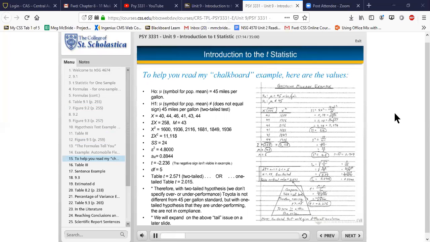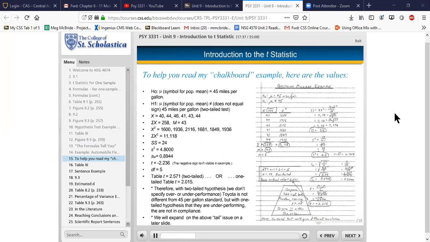I'm going to work through the problem in a way that will be suitable to either a two-tailed or a one-tailed test, emphasizing the two-tailed version because the hypothesis is written that way. In other words, with a two-tailed test, we are also allowing for the possibility that Toyota beats the federal standards. But we can also do a one-tailed test. I'll explain that at the end of the problem.